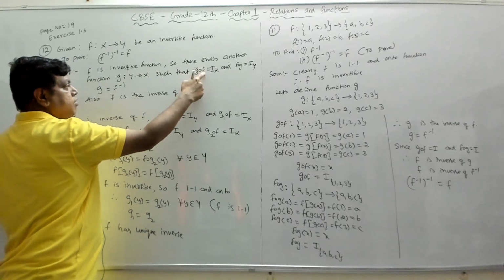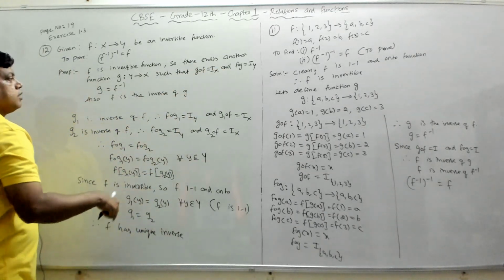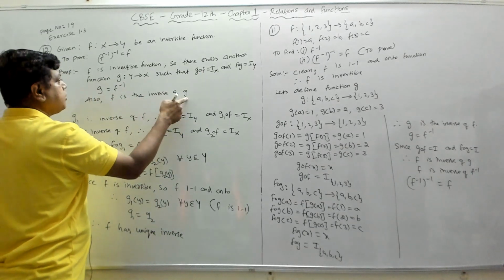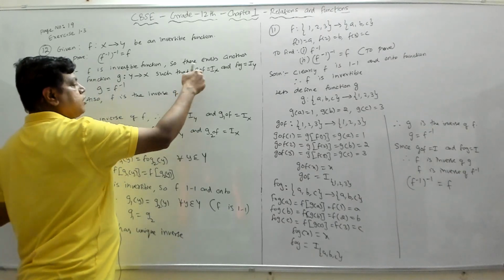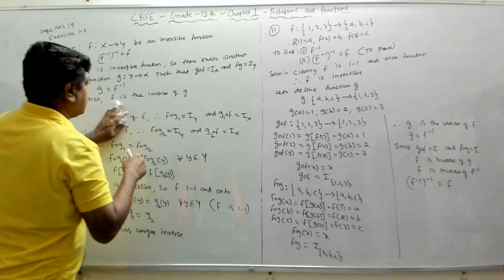G is the inverse of F means we can also say, with the same argument, that F is the inverse of G. Why? Because G is the inverse of F means F is the inverse of G.